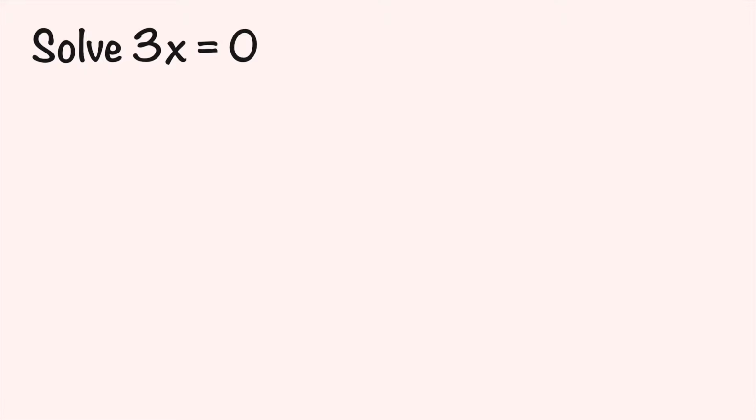Solve 3x is equal to 0. In order to solve this question, you need to understand that the only time when a multiplication is equal to 0 is when something is multiplied by 0. Now we're multiplying 3 by x. What is the value of x that makes this equation equal to 0? Well, we have 3 times x is equal to 0. But since 3 is not equal to 0, it means that our x has to be equal to 0, right?